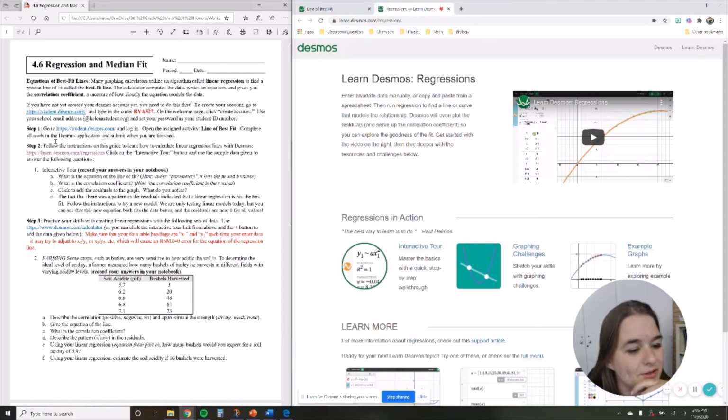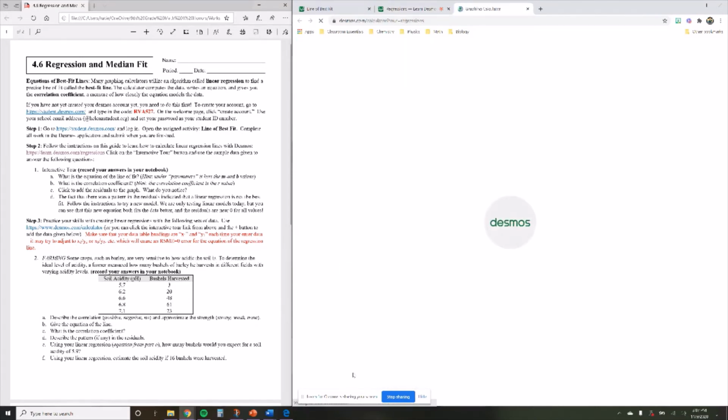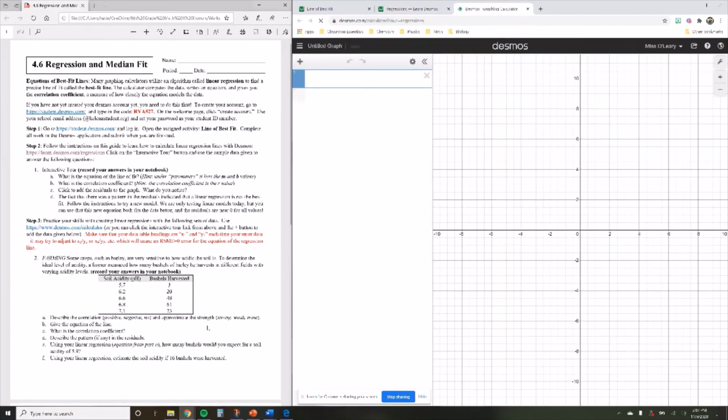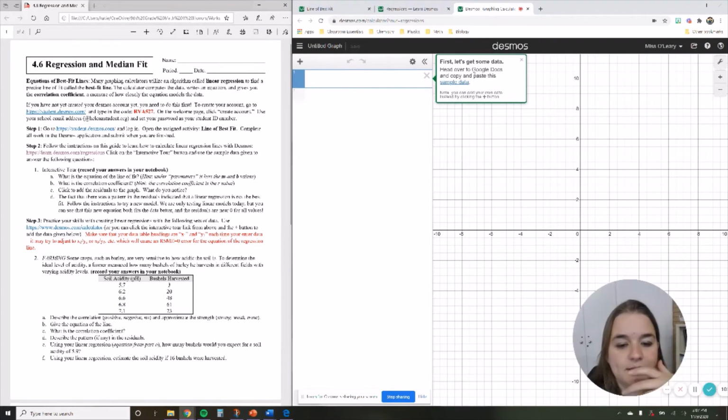So to do step 2, you're going to open up this learning activity, learn.desmos.com/regressions, and you're going to take the interactive tour. You can choose to watch the video if you'd like, but I think this is really going to walk you through it step by step. So what you'll do is follow the instructions that it gives you. We're going to head over to Google Docs to copy and paste some sample data.